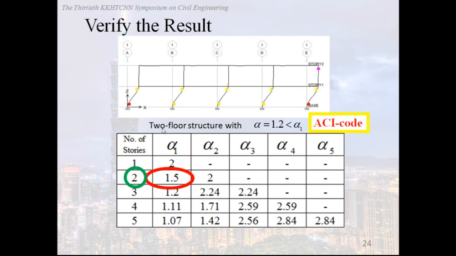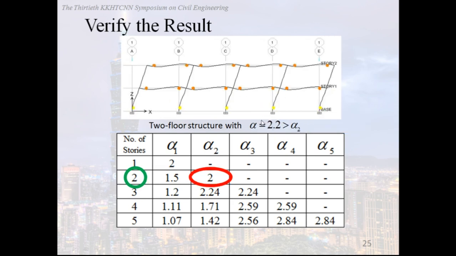And if the structure is 2 floors, and we take alpha equal to 1.2, that is the ACI code. And from the table, alpha is smaller than alpha 1. So it shows that the structure is story mechanism at first floor. If we take alpha equal to 2.2, larger than alpha 2, so the second floor and the first floor are all beam mechanism.